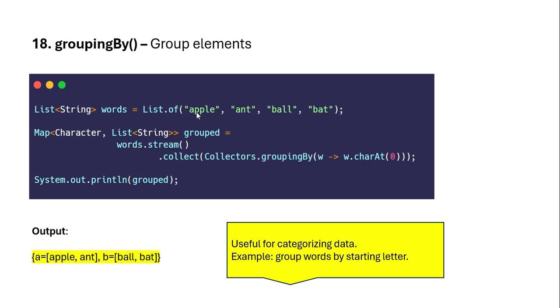So let's say we want to partition by A. The elements satisfying the criteria are apple and ant. Here we want to partition by B. The elements satisfying the criteria are ball and bat. So it returns a map, with a character as key and the list of elements satisfying the criteria as value. This is how it works. It is basically useful for categorizing the data, and here we used the example of the first letter of the string.